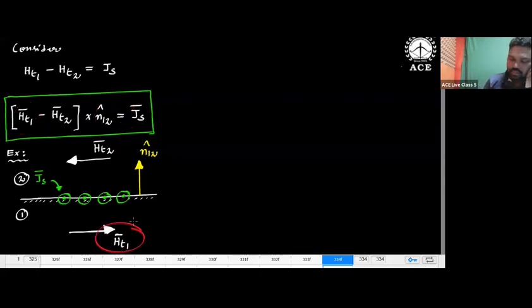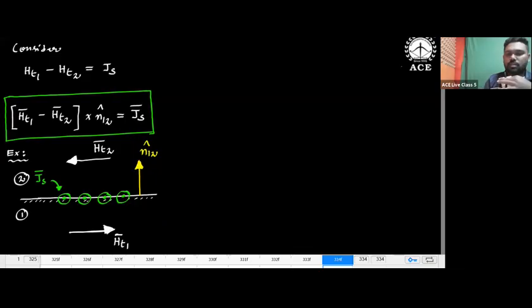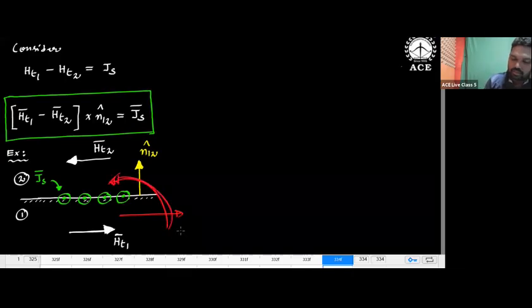So the HT1 is like this. N12 is like this. Take the cross product of these two. HT1 cross N12, it will come outside. So that is the direction of current. This is the HT1 direction. HT1 cross N12. If I rotate my screw like this, it will come outside. So that is the current direction.